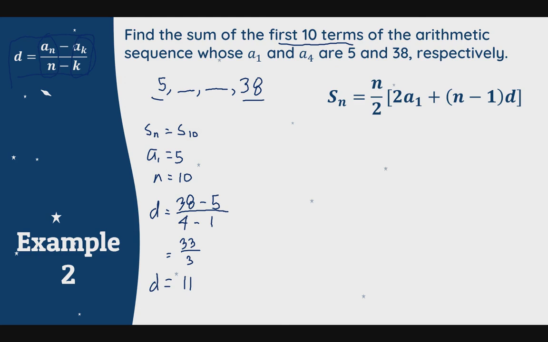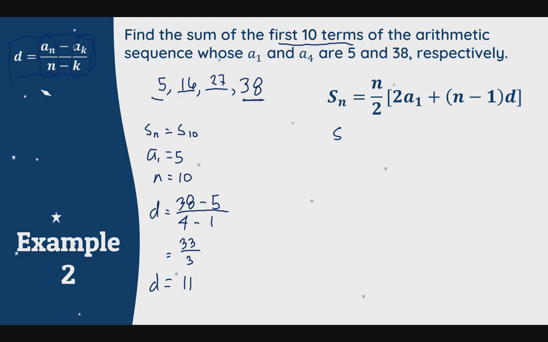So, check natin kung tama. 5 plus 11 is, very good, 16. 16 plus 11 is 27. And 27 plus 11, 38. So, tama. Sakto ang ating common difference. Ngayon, balik na tayo dito sa ating formula na palitan na natin yung mga data natin or mag-substitute na tayo ng ating data.